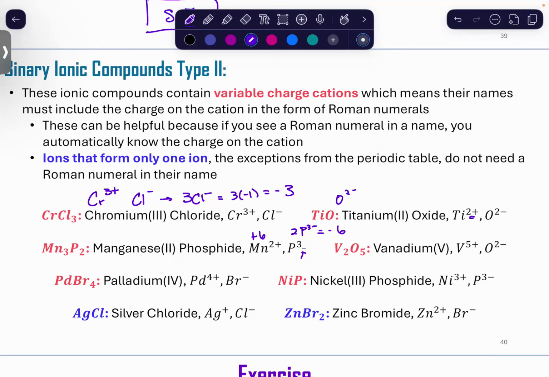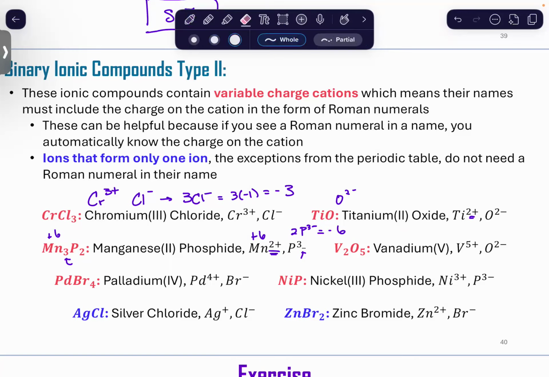So here, we'll put it over here too, +6. So then I say, what number times 3 will give me a +6? Well, that can only be +2. So it's going to be manganese 2 phosphide. These will take you a little bit of practice to get used to, but just get working on them, keep going, and you will get used to them.